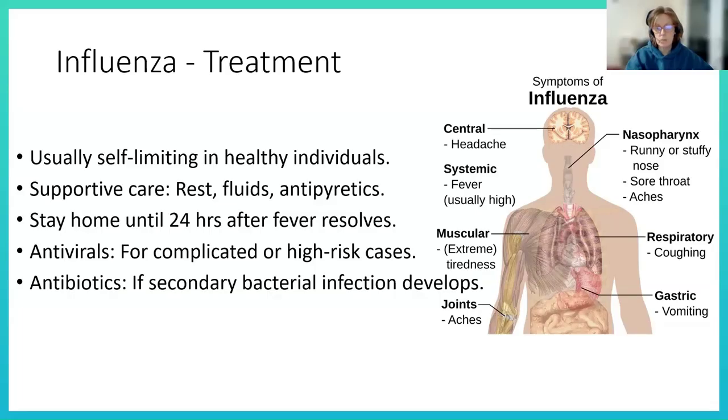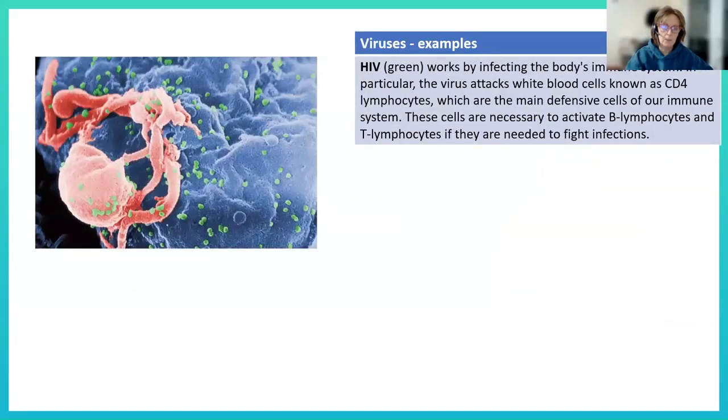You can get antivirals for complicated high risk cases, and often secondary infections develop because your lungs become full of mucus. So you quite often get antibiotics for secondary infections.